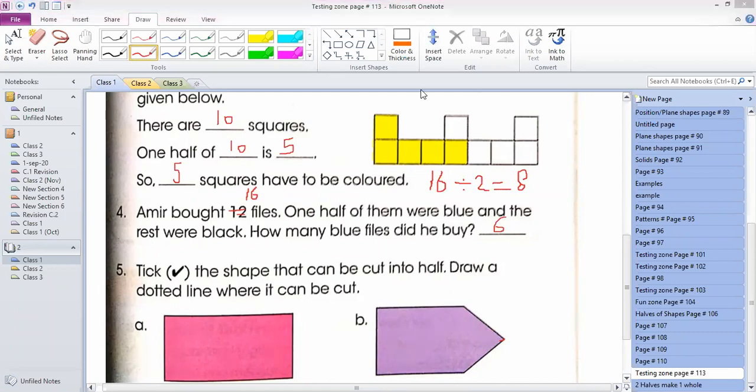Yes, that's very good. All right, guys, all your answers are correct. The answer is 8.